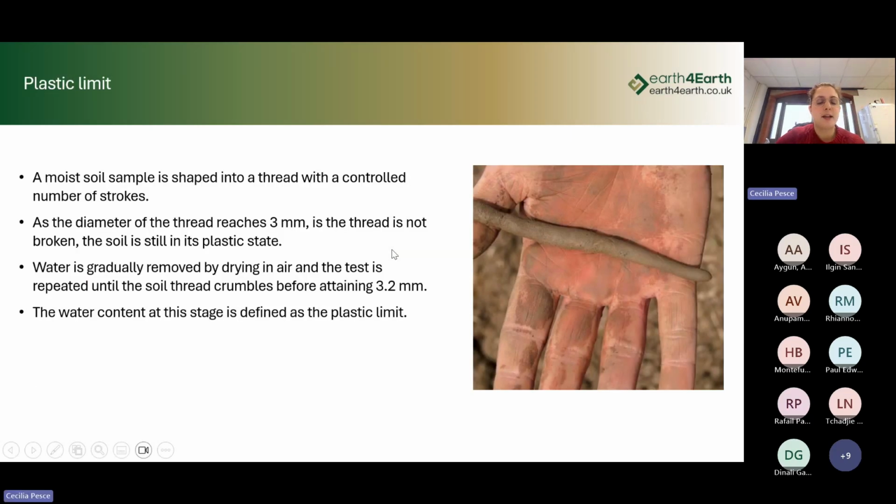For the plastic limit, the test is really simple. A moist soil sample is taken, and then we need to make it into a thread of 3 millimeter diameter. If the thread crumbles before attaining 3.2 millimeter, then this means that the soil sample has reached its plastic limit.